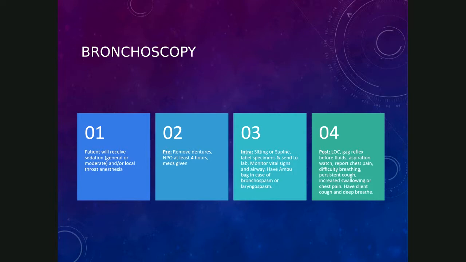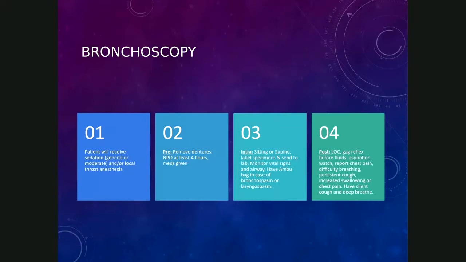Okay, so the nurses, yes, like Ms. Conley said, you're going to be handling the specimens and stuff like that. They're going to be NPO, so nothing by mouth for about 4 hours. And you want to verify what meds you're allowed to give by the doctor, okay? During the procedure, the patient's going to be sitting or supine. As Ms. Conley said, the nurse is going to be labeling specimens, getting stuff prepped to send to the lab.